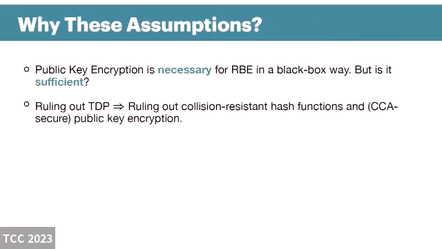So if we rule out black box construction of RBE from TDP, we also rule out black box construction of RBE from any primitive that can be built from TDP in a black box way, including collision-resistant hash function and public encryption. So by ruling out black box construction of RBE from TDP, we can answer the first question with a no. Also, similarly, if we rule out black box construction of RBE in the generic group model, we can rule out black box construction of RBE from assumptions that hold in this model, like decisional or even strong assumptions.